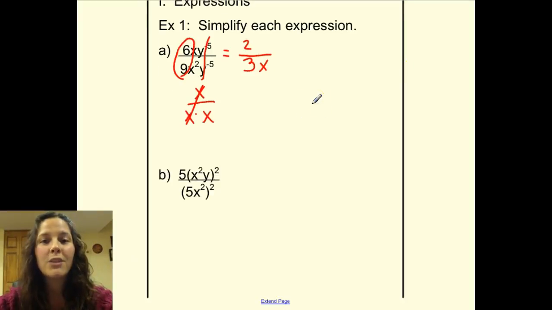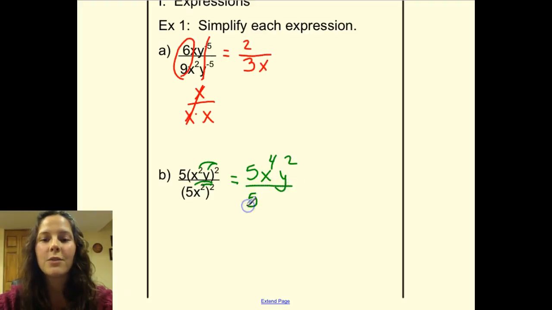The next one on this page, using order of operations, we need to square everything inside the parentheses in the numerator and the denominator before we multiply by that 5 in the numerator. So we do not square the 5, it's outside the parentheses. X squared squared gives us x to the fourth. We multiply those powers together, times y squared. Over in the denominator, I'm going to leave it as 5 squared so we can use our power rule again. And x squared squared gives us x to the fourth.